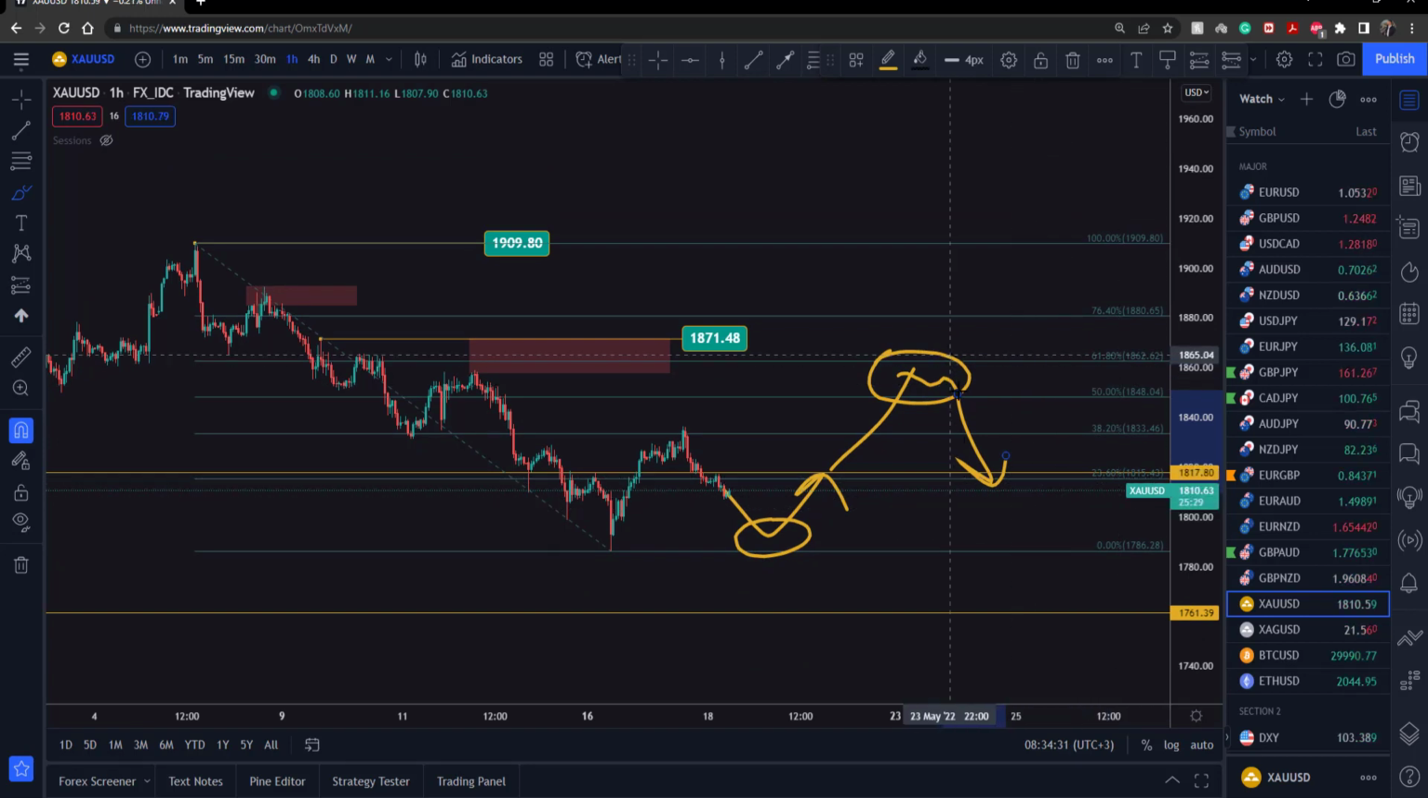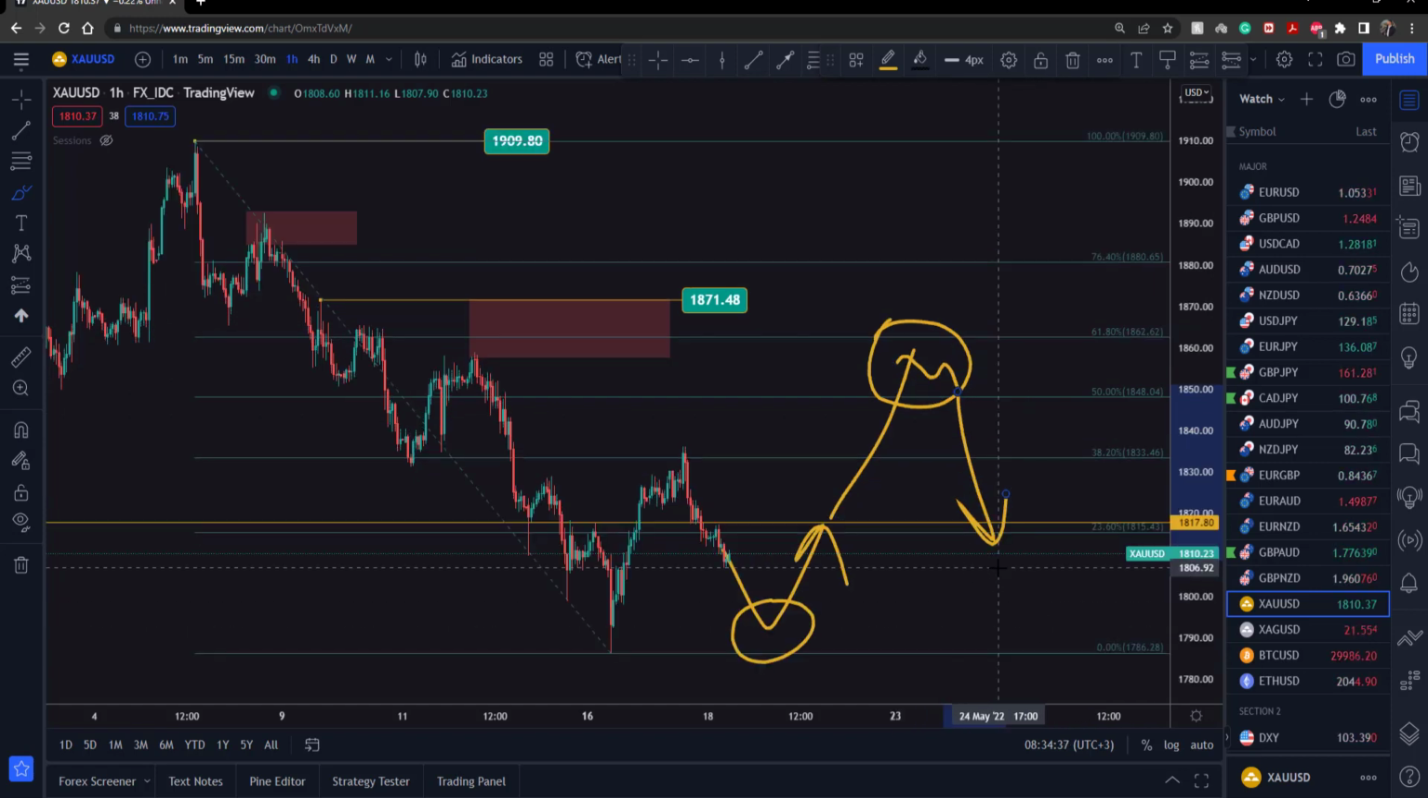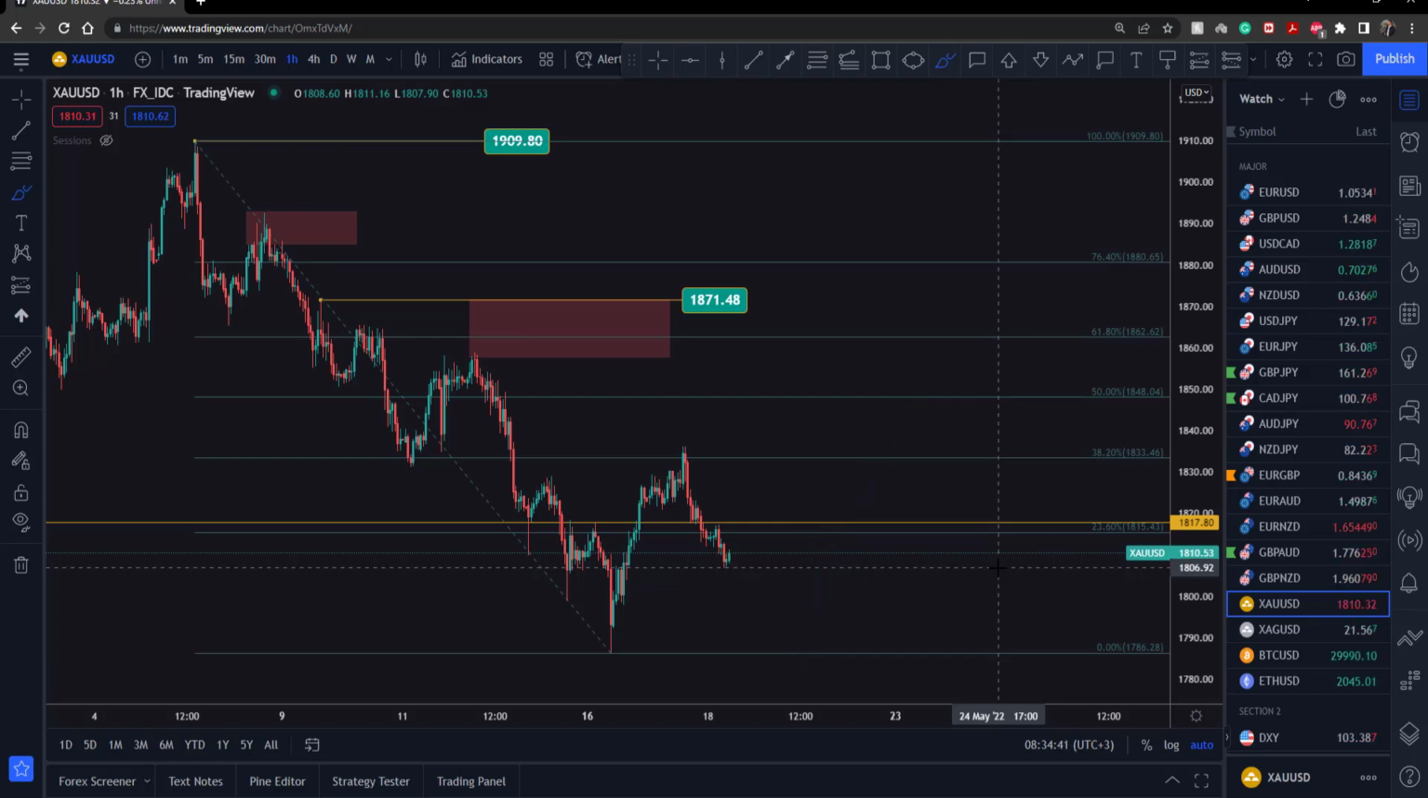And obviously, depending on how this move develops to the downside, we can actually extend those take profit levels. We'll see about that. But that's pretty much what I'm looking for here on gold.